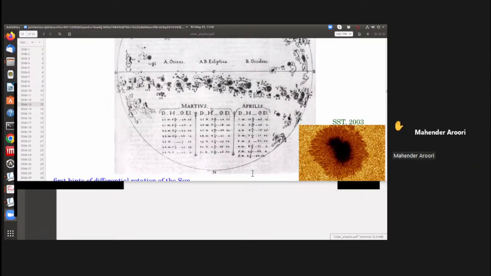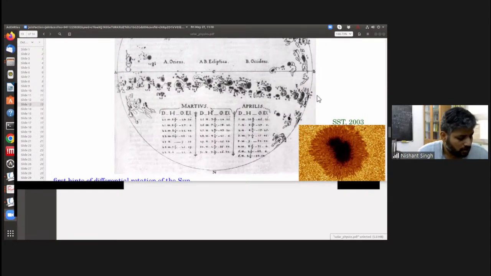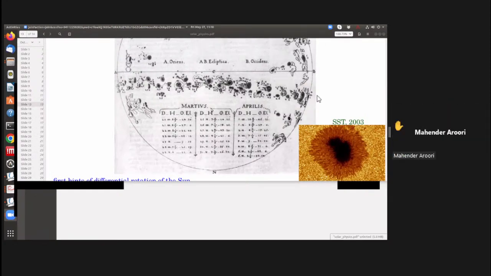But day by day, how much distance does it move? Suppose we have taken the image at 10:30 today, and tomorrow we also take it like that.